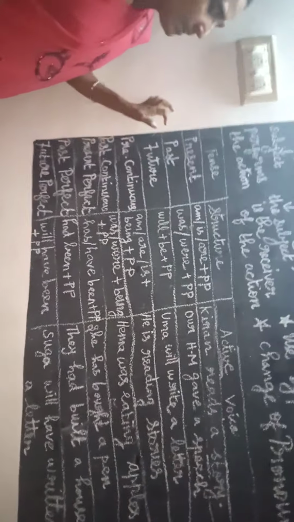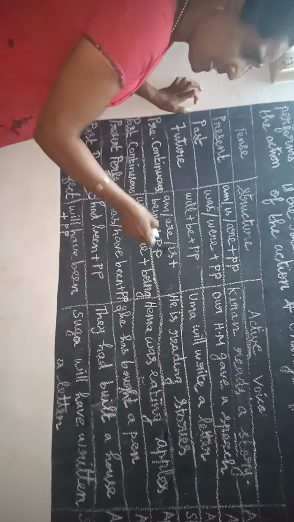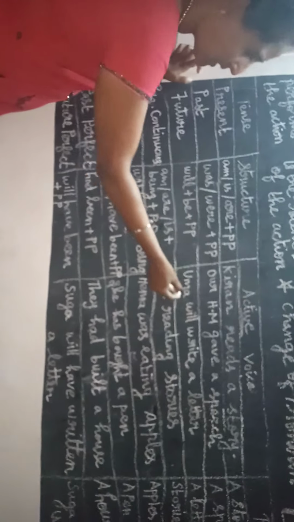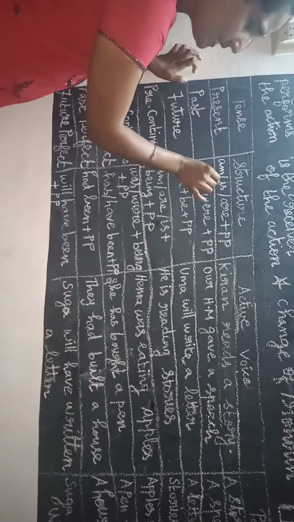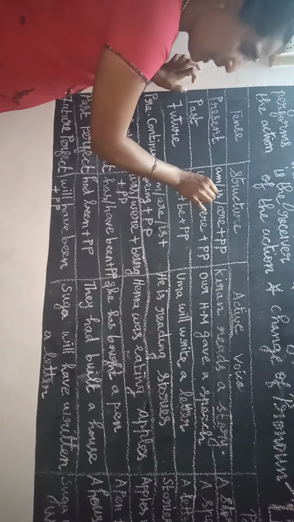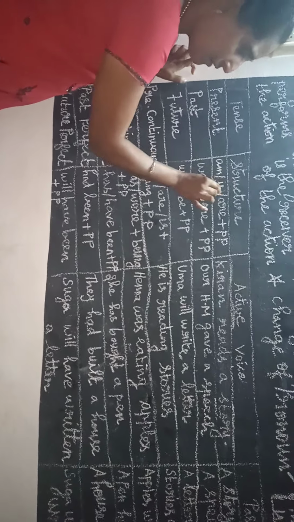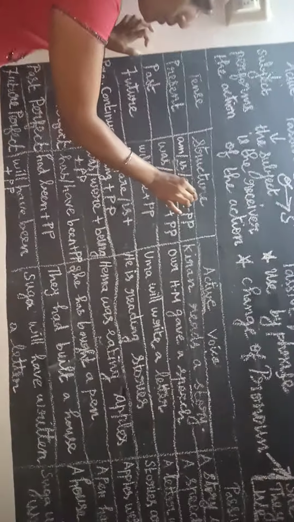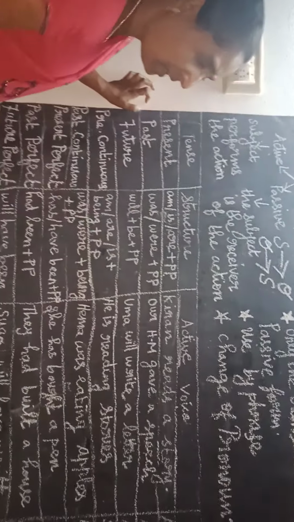Now we are going to see, according to the tense form, how we change the active voice into passive voice. There should be a sentence structure. If the subject is singular, in the present form we must use is. If the subject is plural, we should use the verb are and the past participle of the verb.